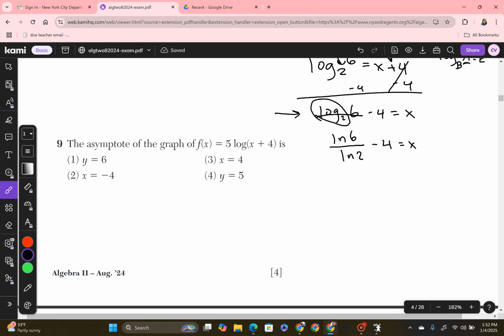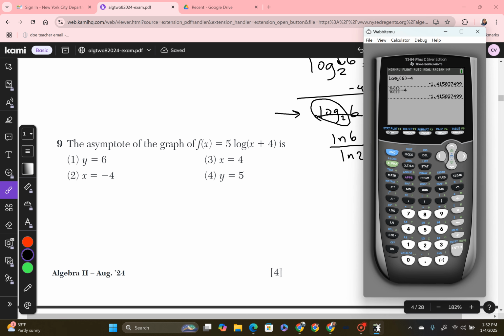Okay. Number 9, asymptote. Remember, an asymptote is a line that the graph never crosses. So what we want to do here is plug this into our y equals. So let's clear what's there. I'm just going to do second plus 712 to clear my calculator. And once I do that, I'm going to type in my function here. So 5. This log doesn't have a log base, so I can just hit log, and then I'm going to do x plus 4. And now I'm going to hit graph.